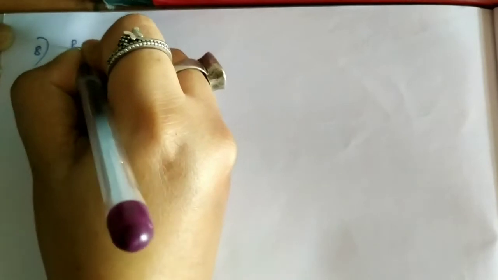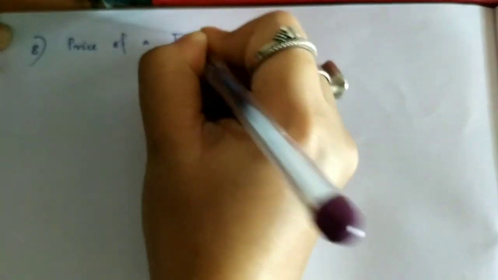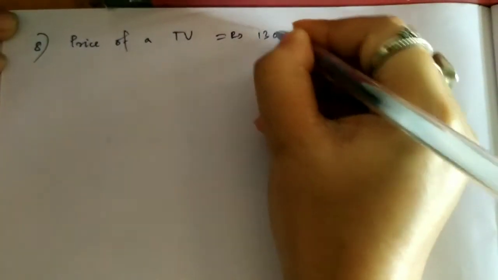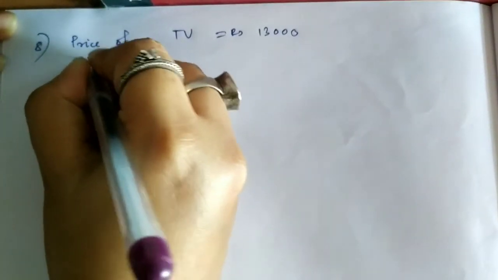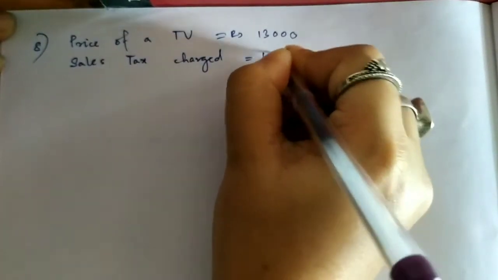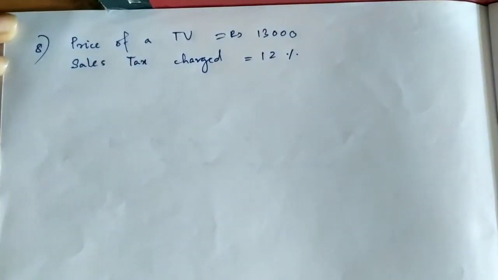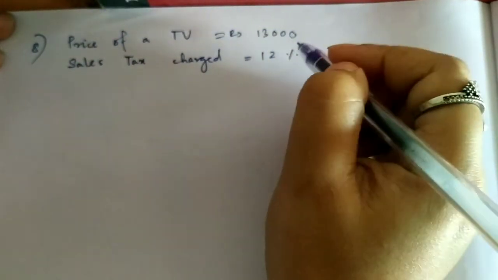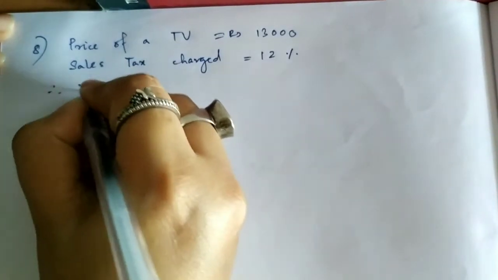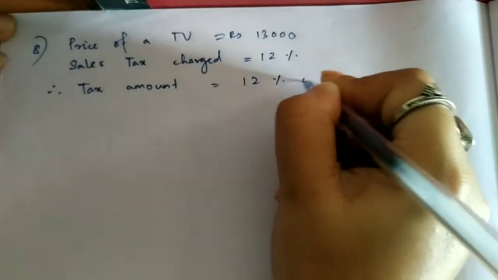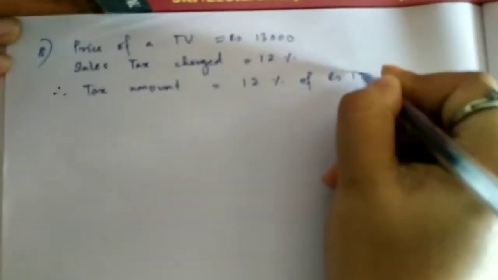So let's write down what are the things given. Price of a TV is given, which is equal to rupees 13,000. The sales tax charged is 12%, that is the tax percentage. So this is the sales tax charged on the price. So therefore the tax amount will be how much? The tax amount will be obviously 12% of the price of the TV.